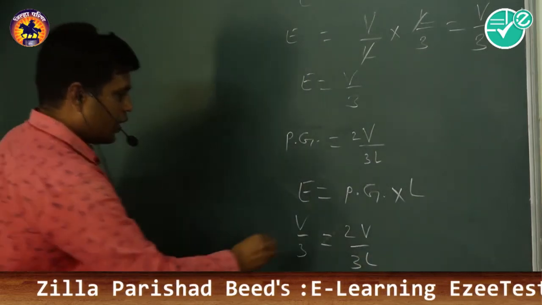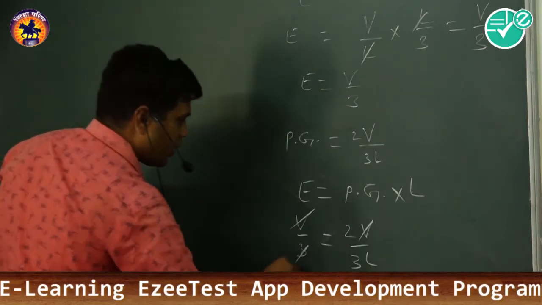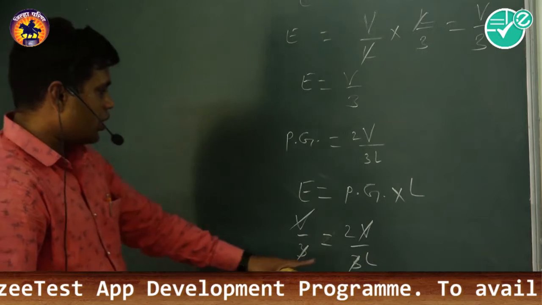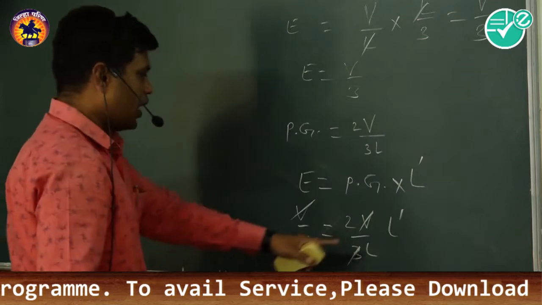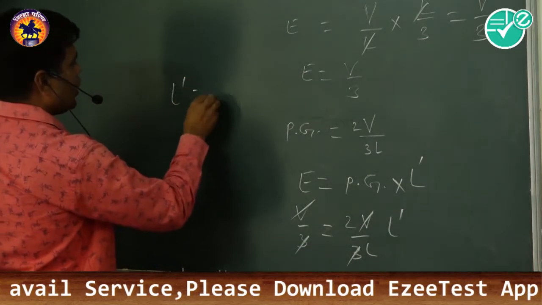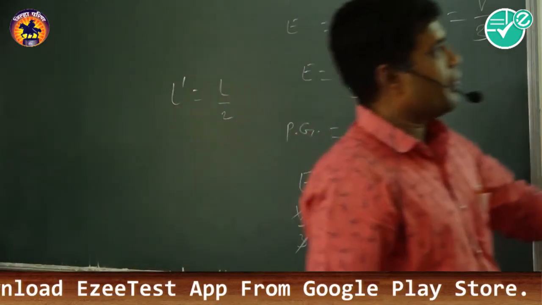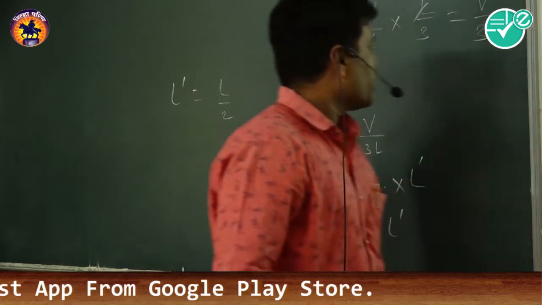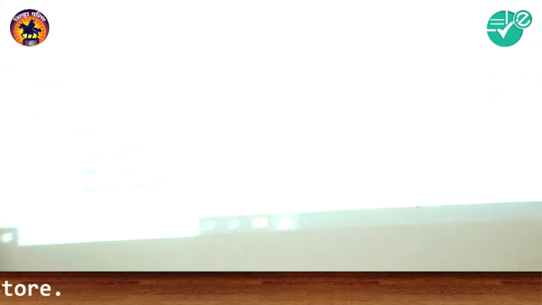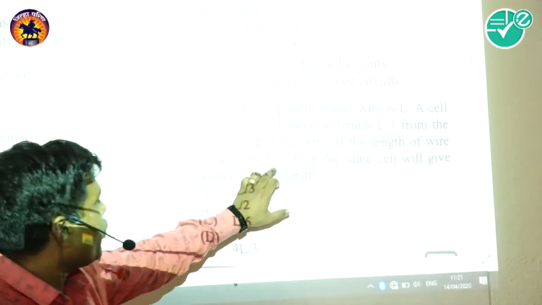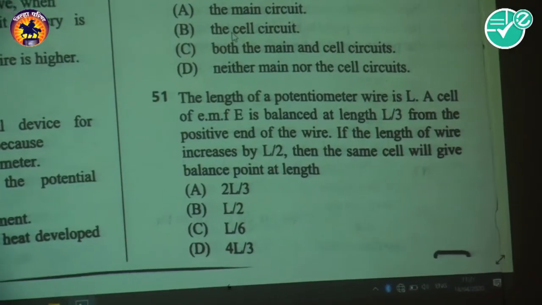So if VV gets cancelled here and VV gets cancelled here, 3 gets cancelled. So from this condition you get the new length L dash. L dash in this case will be at a distance of L by 2. Hence we will get a null point at a distance of L by 2 if you increase the length of the potentiometer wire by a factor of L by 2. So L by 2 means B is the correct option for question number 51.